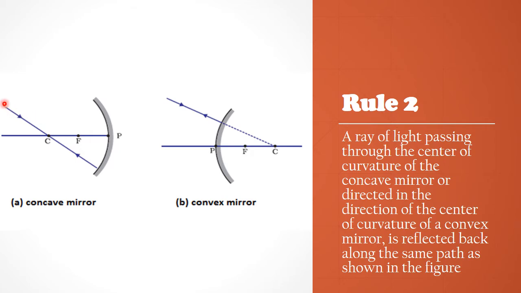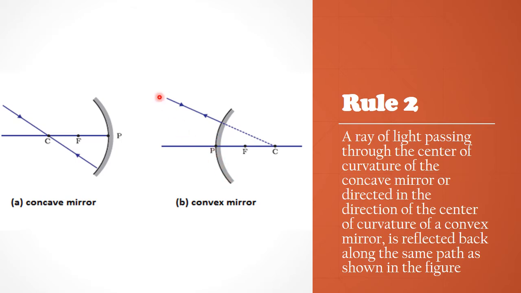As you can see in this figure, the light is moving in this direction. This arrow denotes the direction of the incident light. So this light moves here. After reflection, it moves back along the same path. This arrow denotes the direction of the reflected light. So it is moving back in the same path. The same is true for your convex mirror. Consider your convex mirror.